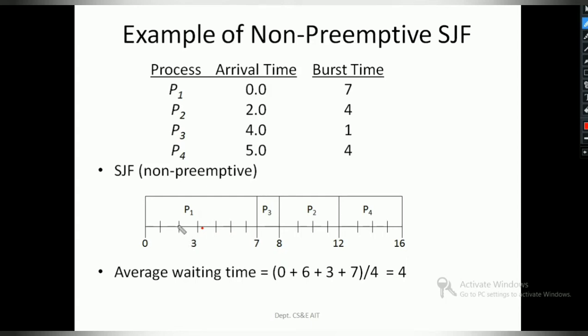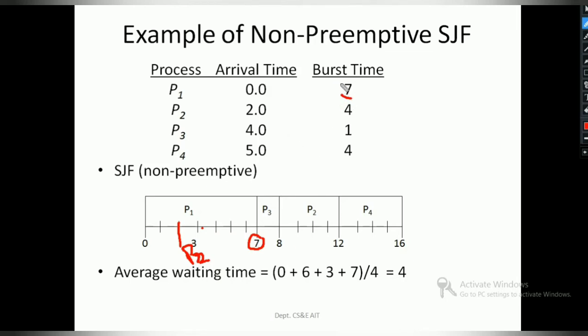At the second interval of time, process P2 has arrived on the system. Even though P2 has arrived, I am not preempting P1. As I told you, it is a non-preemptive version. Now P2 has to wait until P1 completes its execution. P1 has a burst time of 7, and until it completes the execution, the others have to wait.